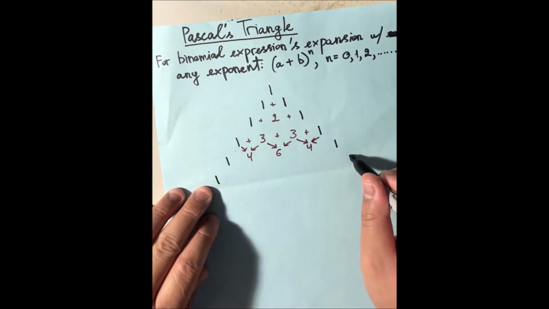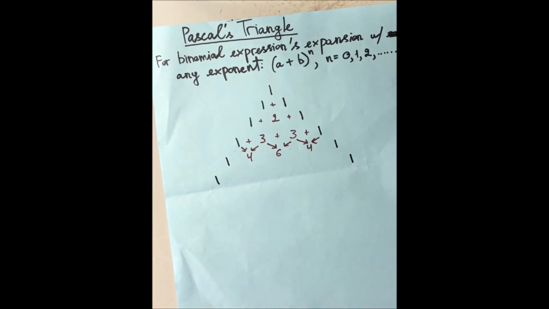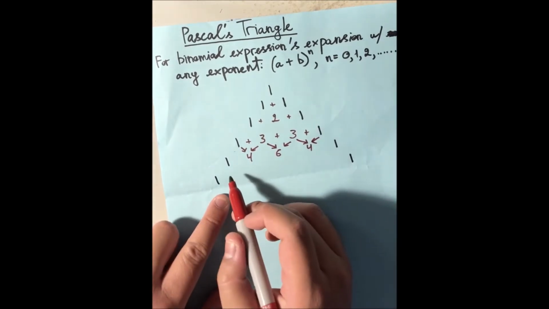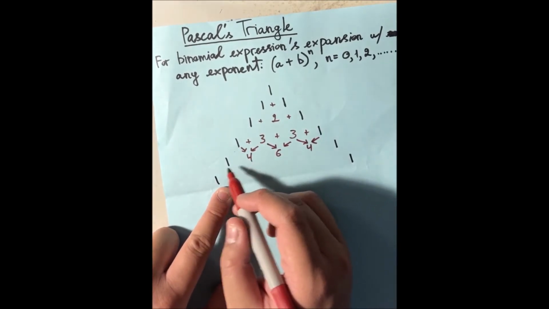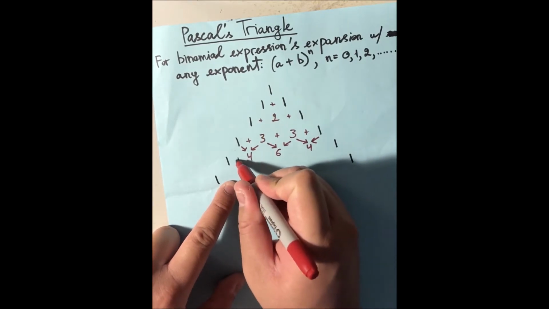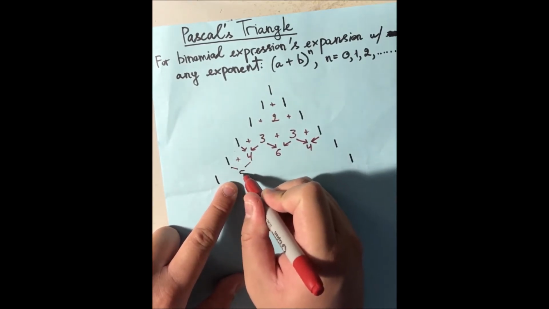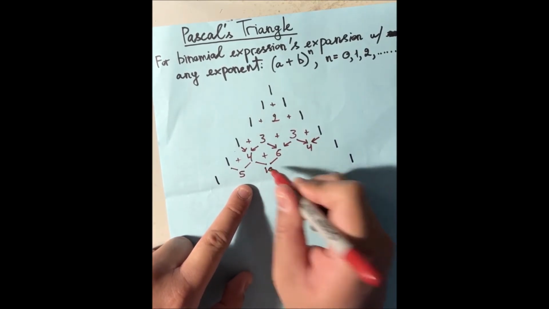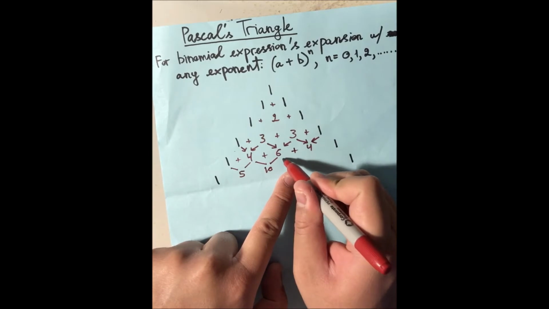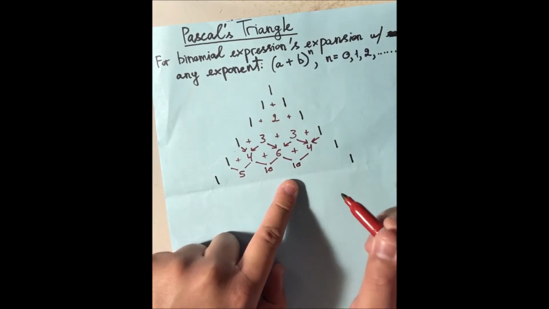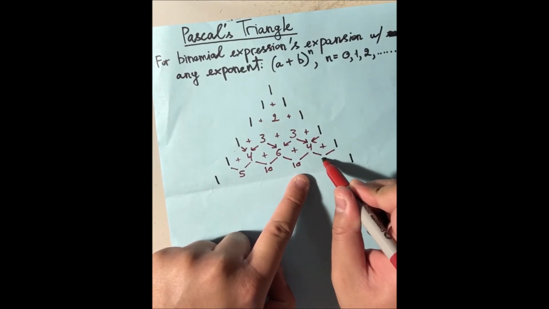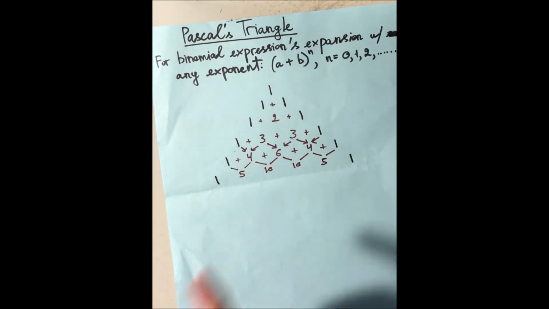To come up with the next row, we just have to take every pair of consecutive numbers and add the two numbers together. So 1 plus 4 right here gives us 5. 4 plus 6 gives us 10. 6 plus 4 gives us another 10. 4 plus 1 gives us 5. And then of course you keep going just like that.